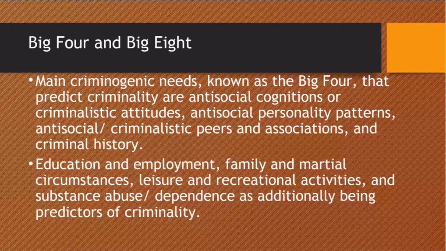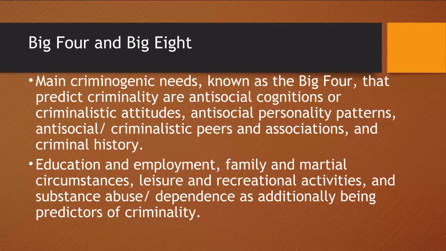So those are the big four that are going to be targeted. Criminal history really isn't targeted because it is static, but the more criminal history someone has, the more likely they're going to have those antisocial thoughts and behaviors, and more antisocial criminalistic peers. Now, these four also become the big eight. The additional ones that are part of the big eight: education and employment, because those are going to help not only with rehabilitation, but also reintegration.